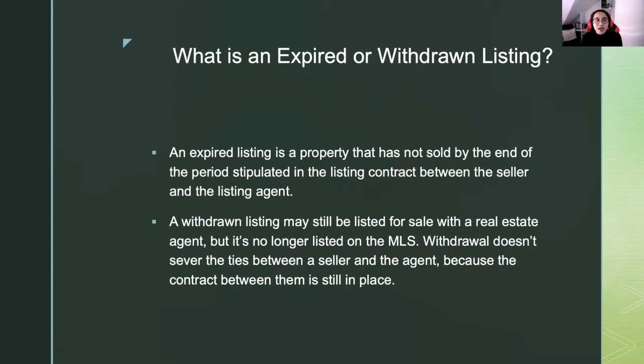Okay, it's not going to be for sale anywhere. All right, but you are still contracted with me. Which means even if the property is off the market, if someone comes to you to buy the house and you accept it, I would still get a commission off of that.